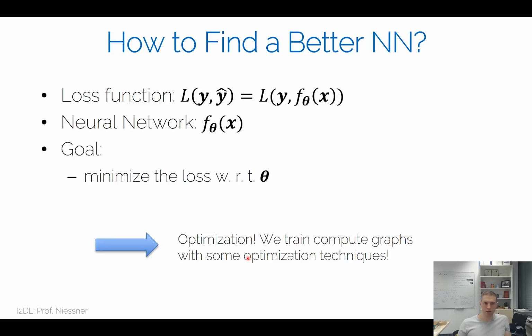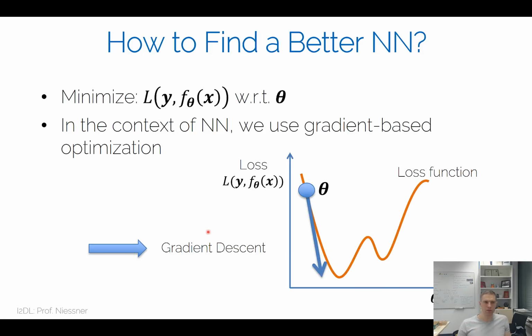And how do we do it? We have a loss, we have a neural network, and the goal is to minimize the loss with respect to theta, meaning we need an optimization. We're training a compute graph with certain optimization techniques. We've heard about gradient descent, we've heard about SGD, and that's what we're going to do. We're going to run gradient descent here.